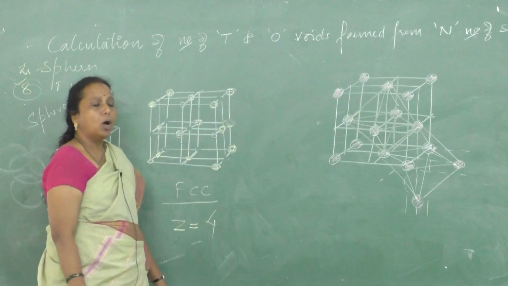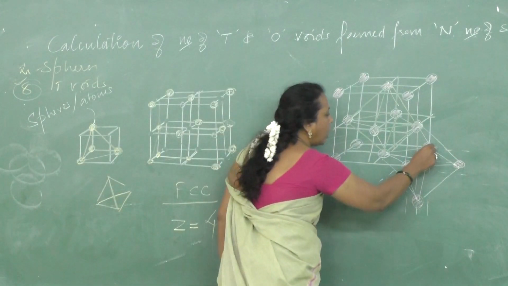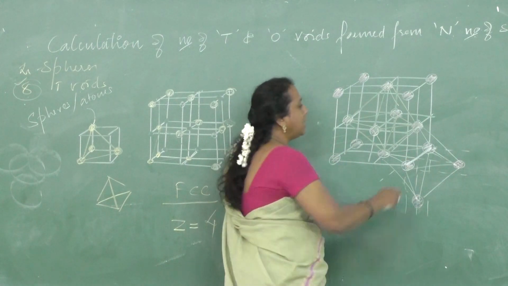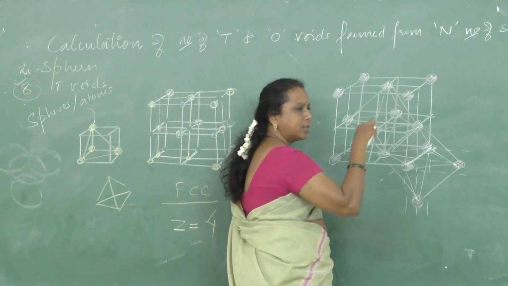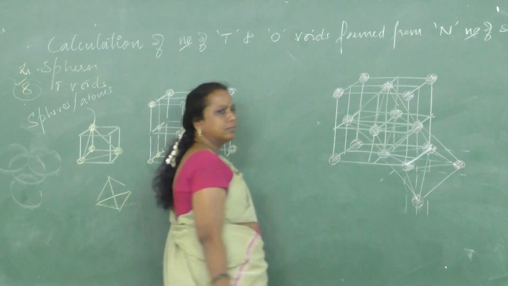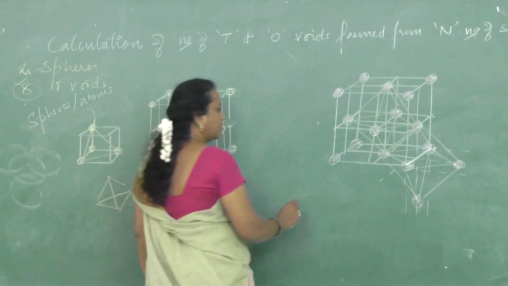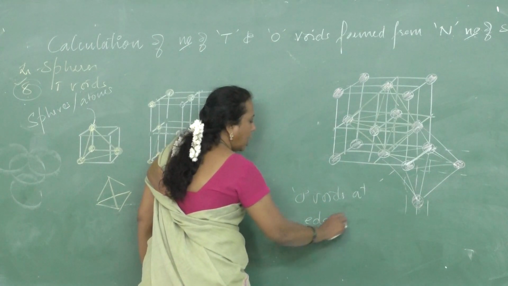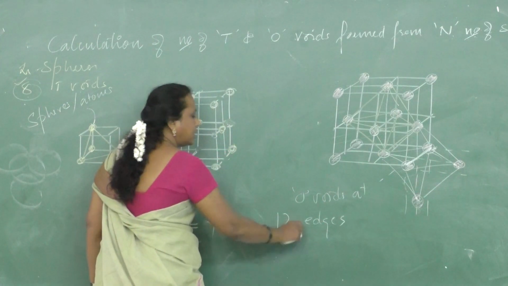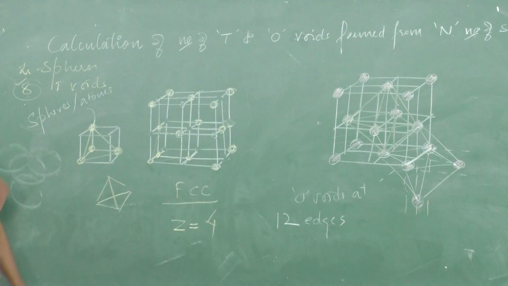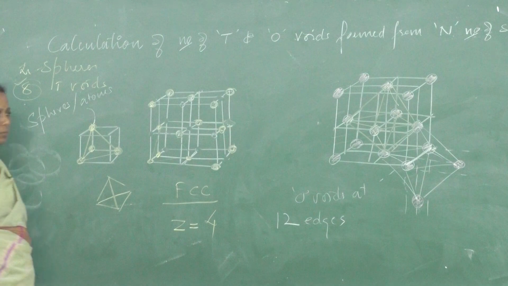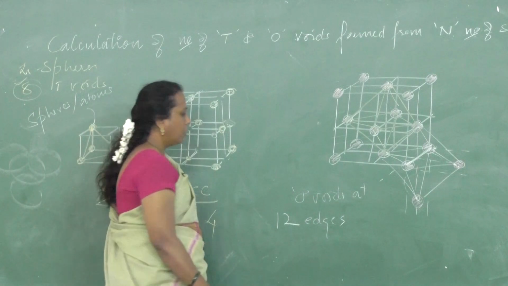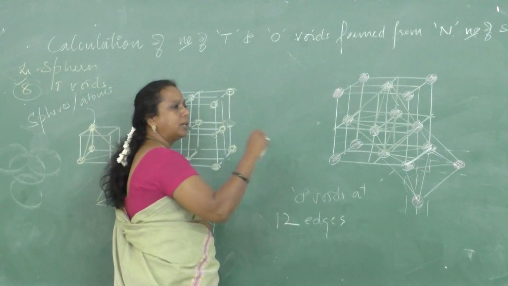Can you see? Yes. Octahedral void is formed at what place? What is this? Edge. So at each edge there is one octahedral void. How many edges are there here? Octahedral voids at the edges. How many edges are there? 12 edges are there. Each edge is shared with how many unit cells? 4 unit cells. Okay, at 12 edges there is one octahedral void each.